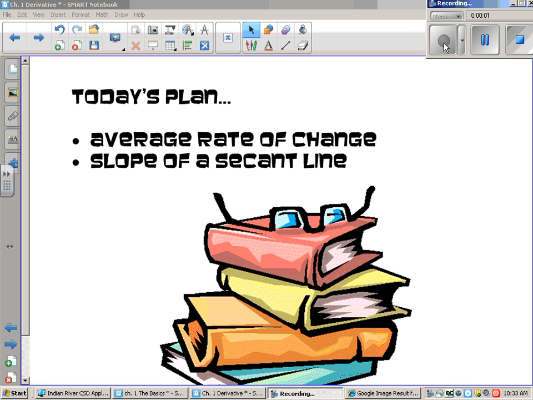Right, so today's plan is something that we actually did at the end of last year, and I'm sure all of you remember because it was that amazing of a lesson. But today's plan is to review, talking about average rate of change, slope of a secant line. And hopefully, even just looking at those terms, they sound familiar to you.